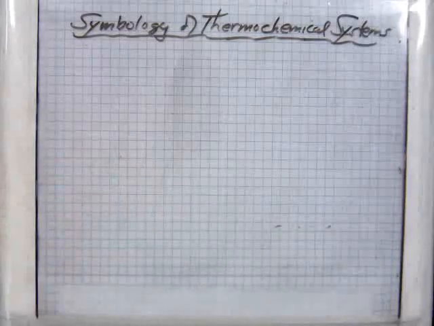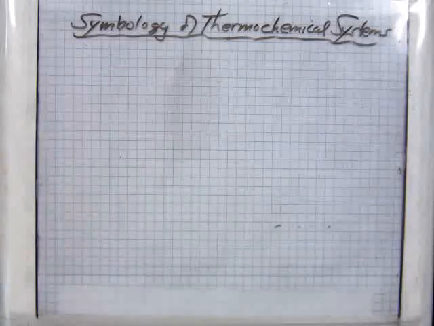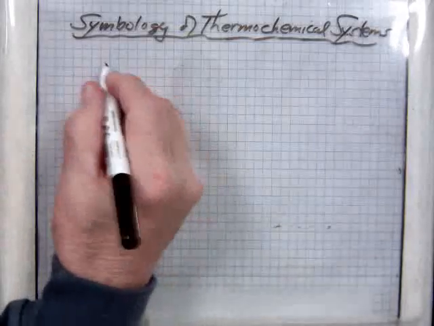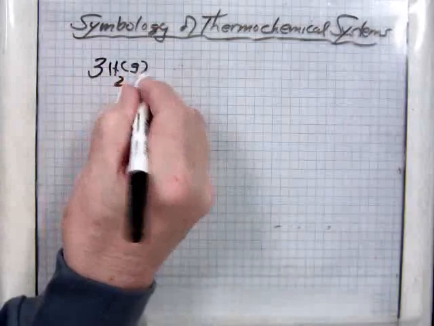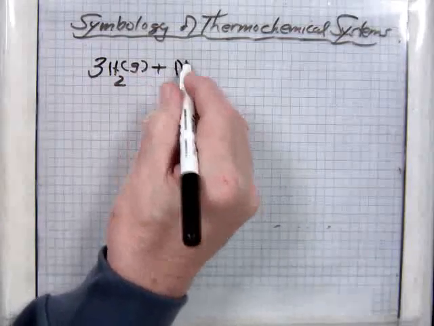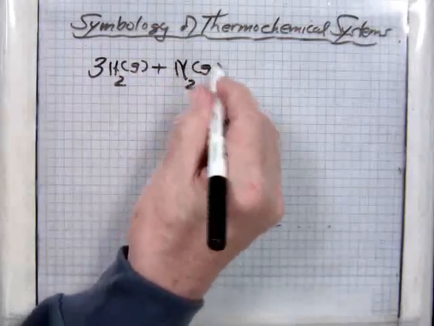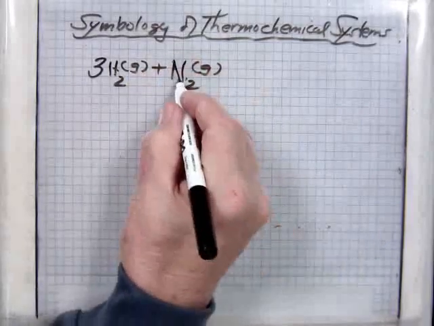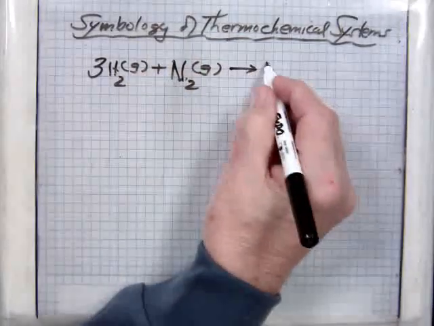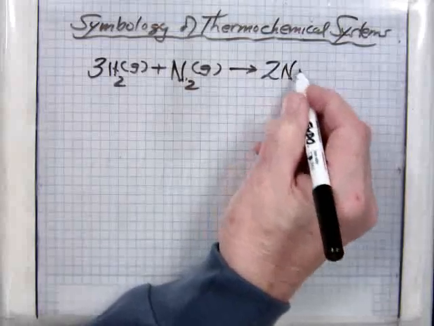Symbology of thermochemical systems. So we need to write an equation that illustrates an exothermic reaction, and then one that shows an endothermic reaction. Now the way this is done, I'll choose a reaction: 3H2 as a gas plus N2, molecular nitrogen gas, goes to ammonia gas.